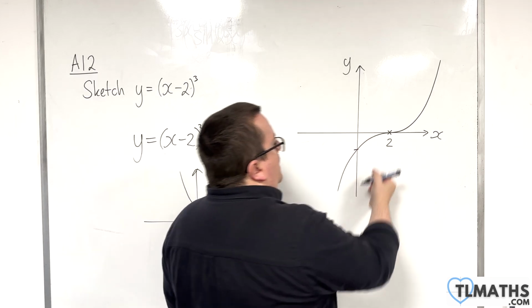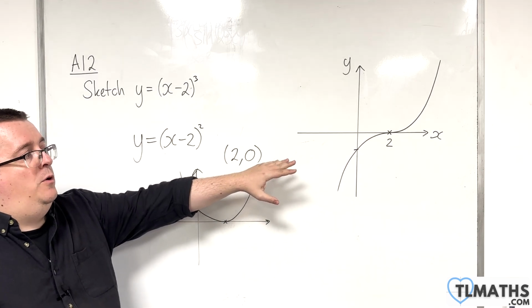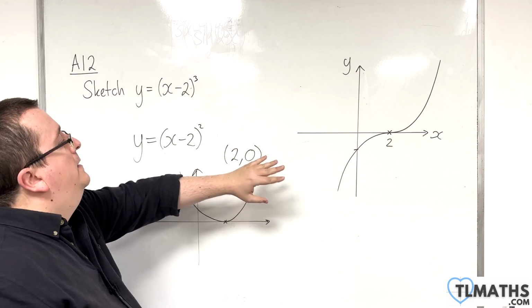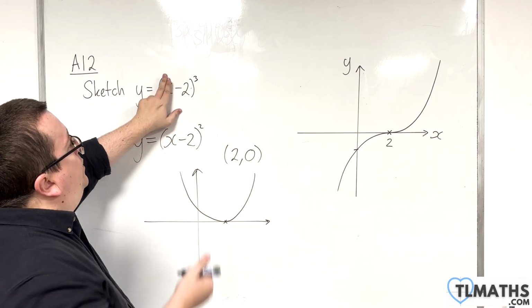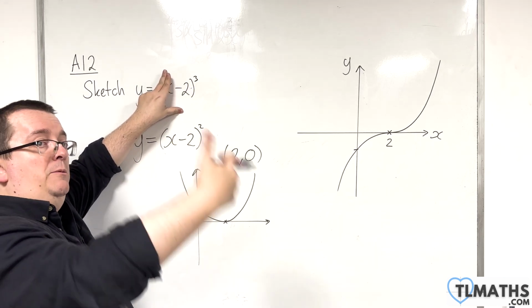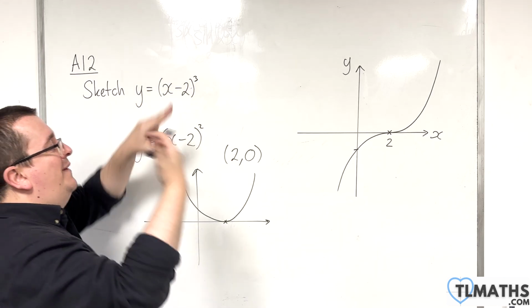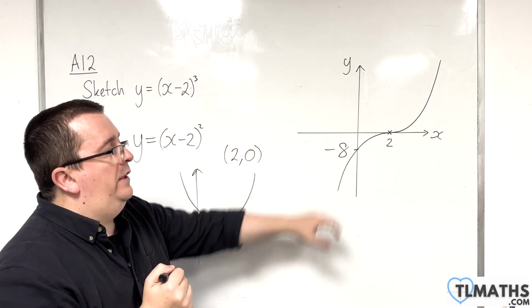So, for this, it's crossing through the y-axis at a point that I can find very easily. And that's when x is 0. So when x is 0, you have (−2) cubed. So −2 times −2 times −2, which is negative 8. And so this is my sketch.